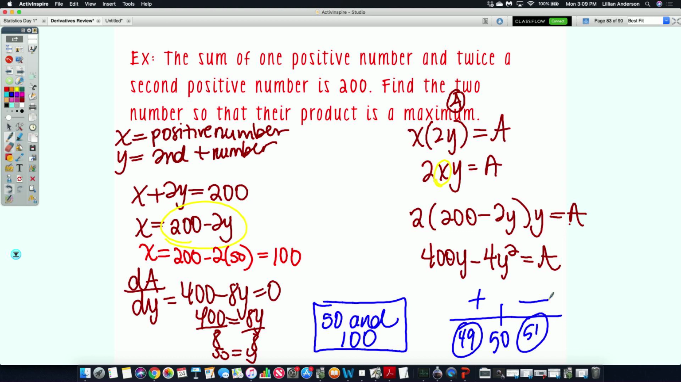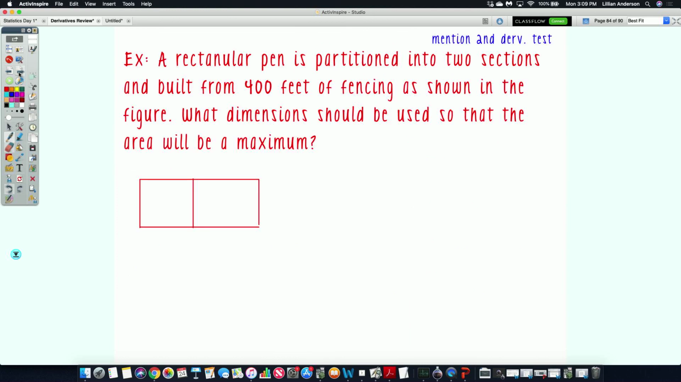What would you test it with? You test it with the first derivative test, and you use your test points. Plug them into the derivative. Remember, you create basically two different equations. You use one of the equations to solve for one of the variables, and then you plug it into the equation you're trying to optimize.